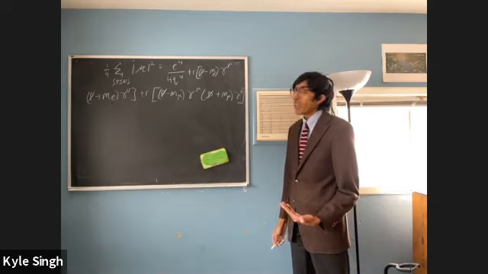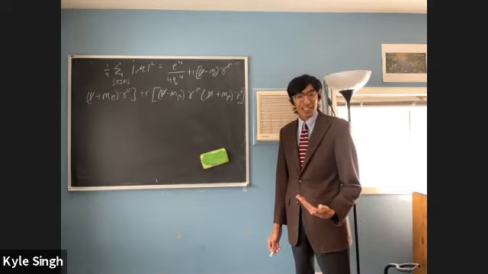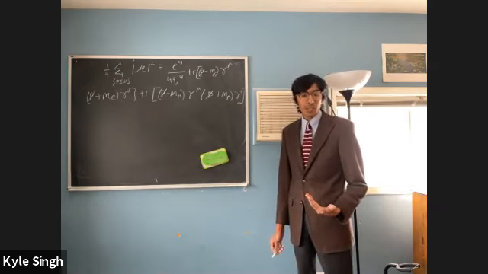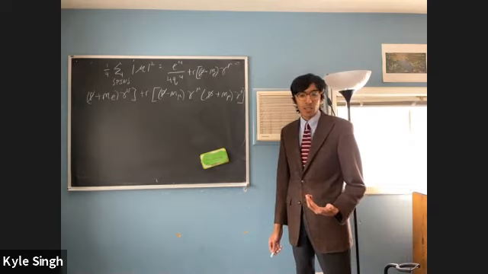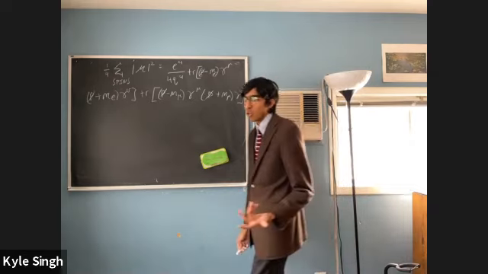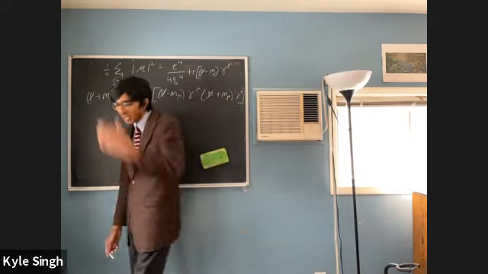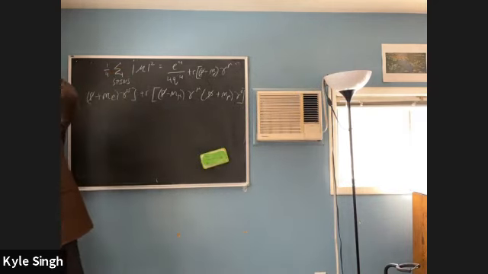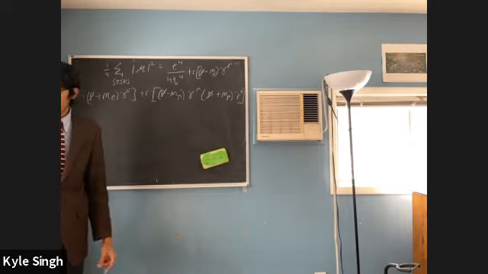Okay, now how do we evaluate this? We need some trace rules, right? We need some tricks. So I'm going to give you a bunch of tricks which you could easily derive, but it's easier to list them. And then we'll take a break.